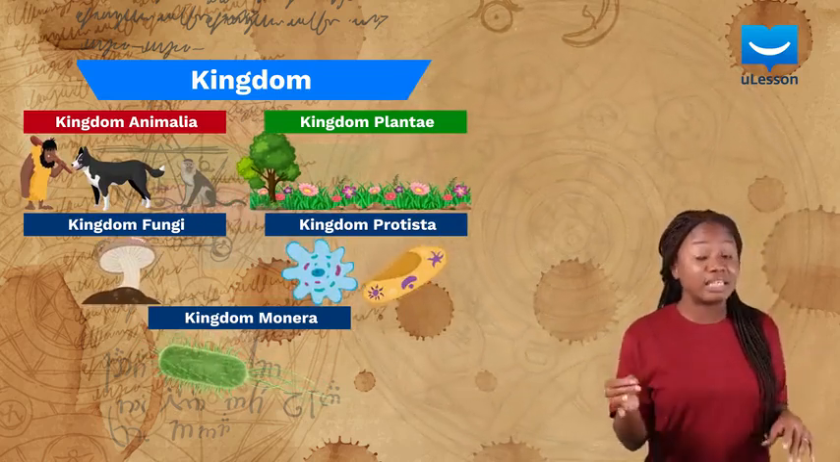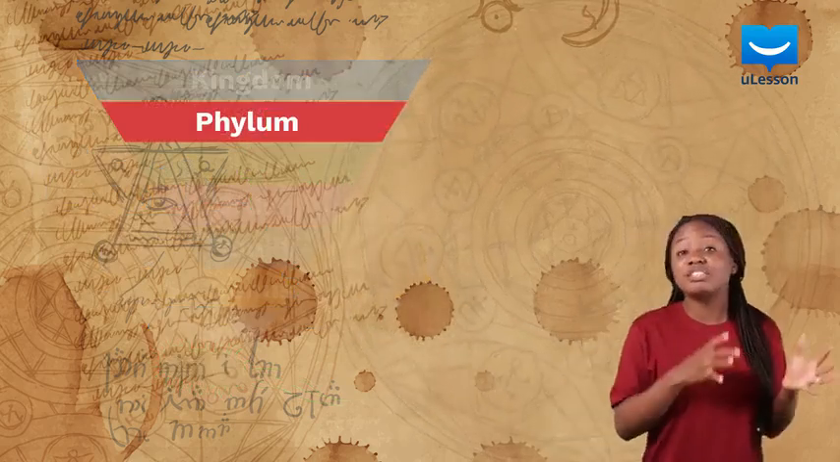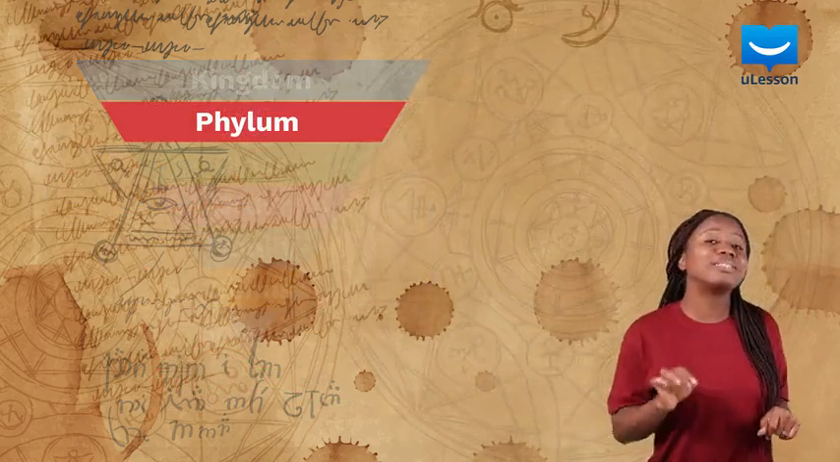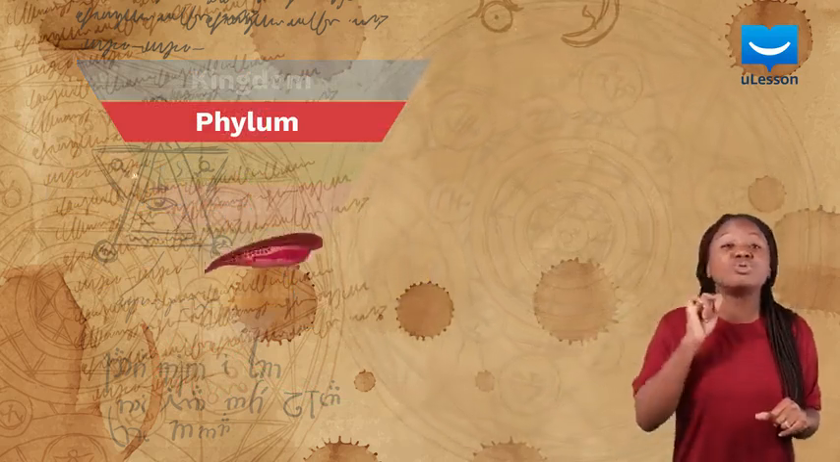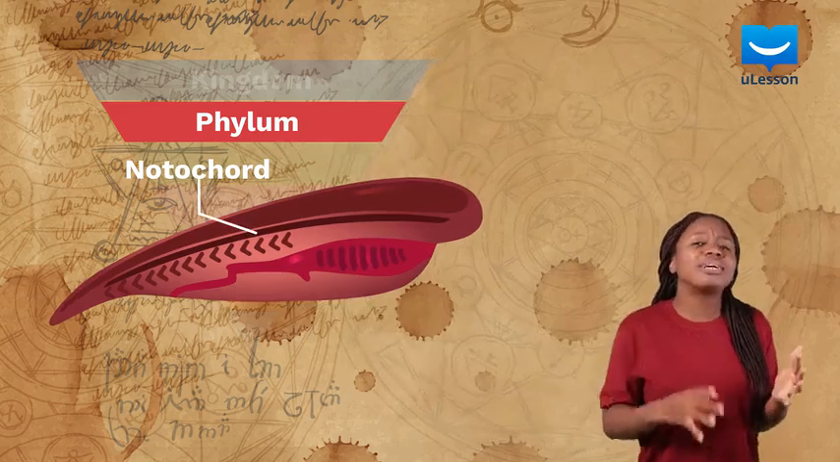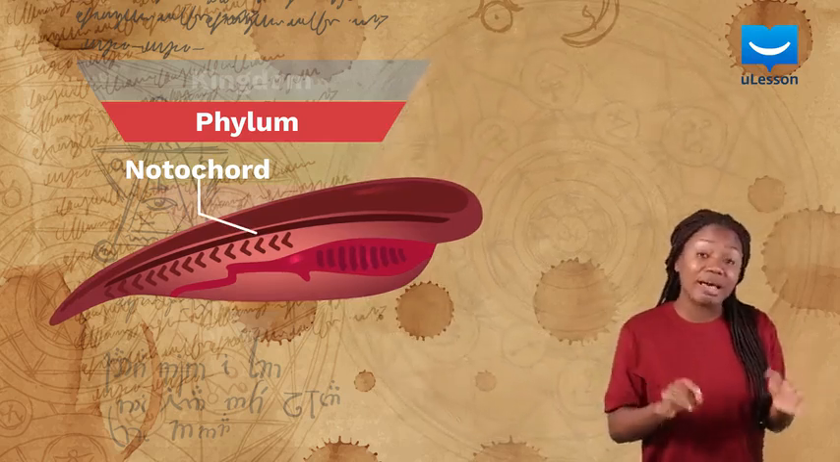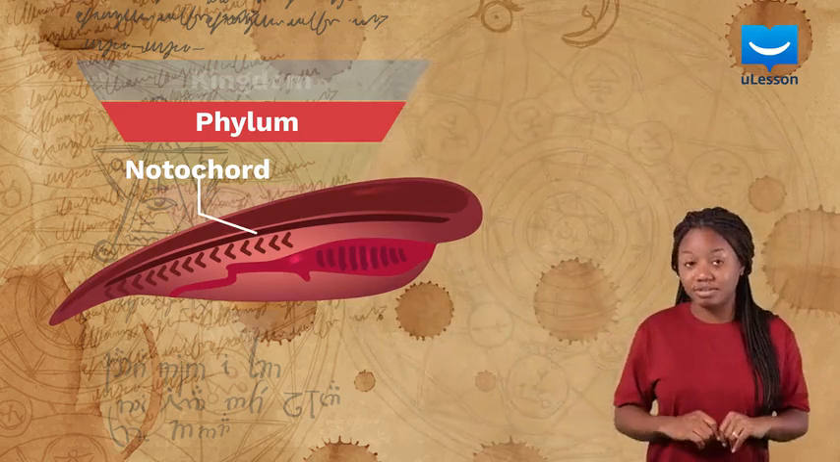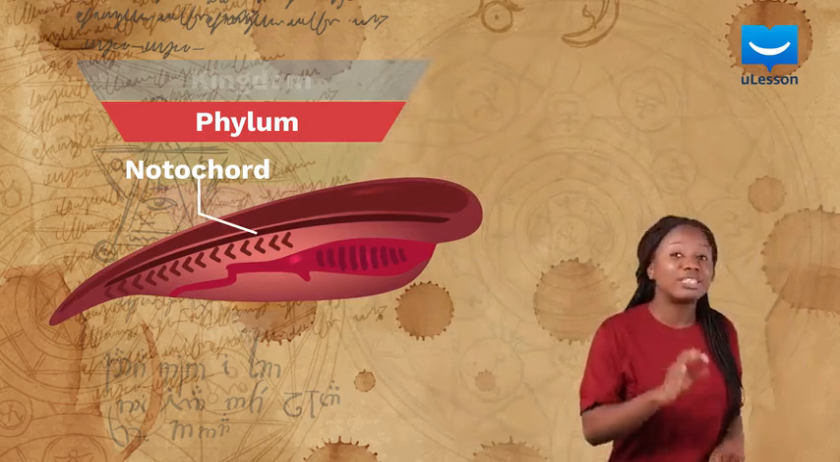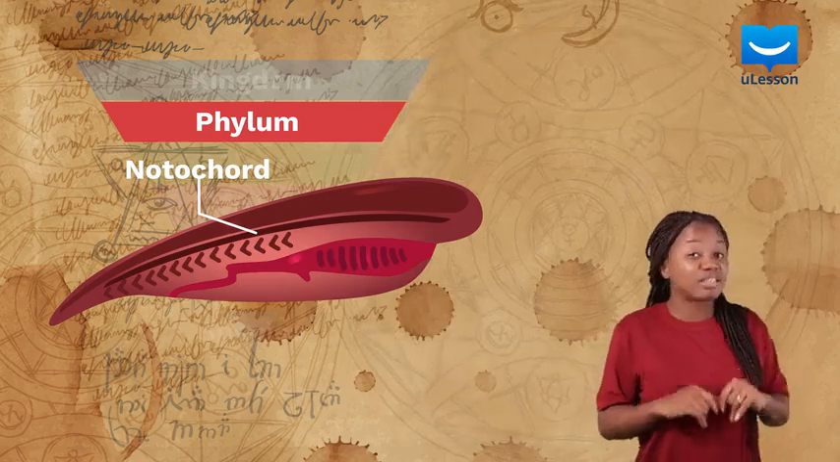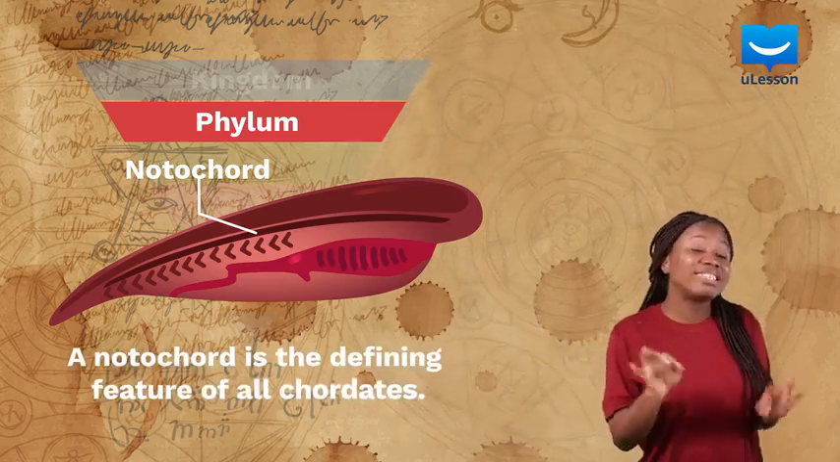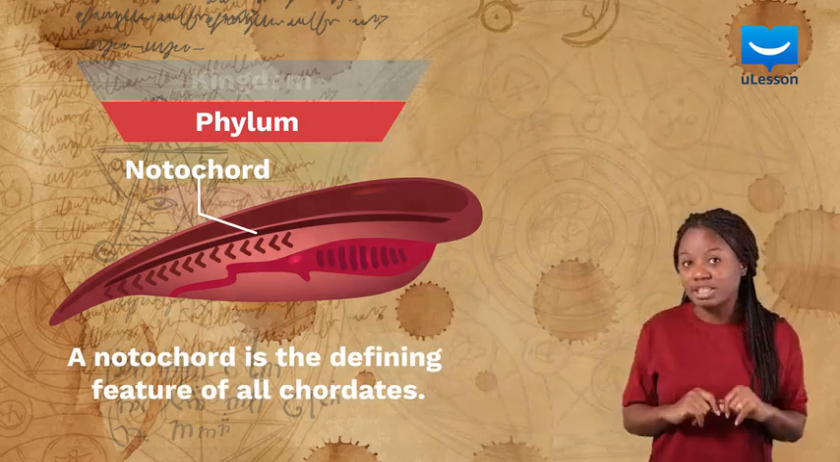Next on the hierarchy is phylum. Animals or plants with similar features are grouped under the same phylum. For example, animals with notochords are grouped under the phylum Chordata, and they are called chordates. A notochord is a flexible, rod-like structure made of cartilage. The notochord is a defining feature of all chordates.